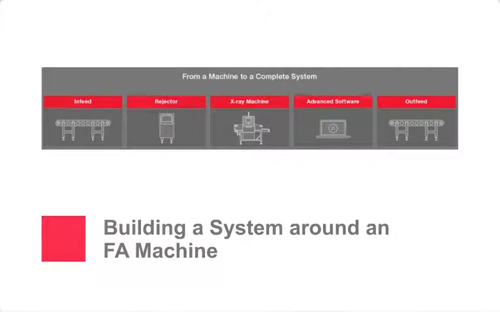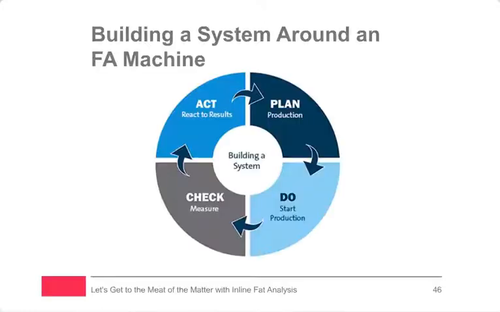How do we build a system around an FA machine to deliver the benefits that we're describing? Let's recap on the actual process that we spoke about earlier. It's important to introduce this ideology so that the system that we produce understands what we want to make, how it's going to be made, we can measure where we actually are in the production process, and react accordingly.